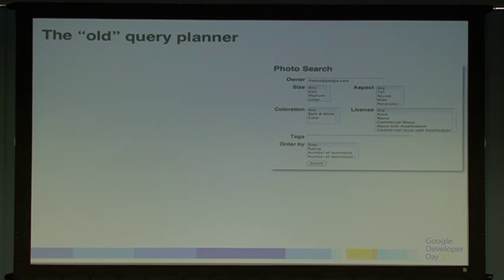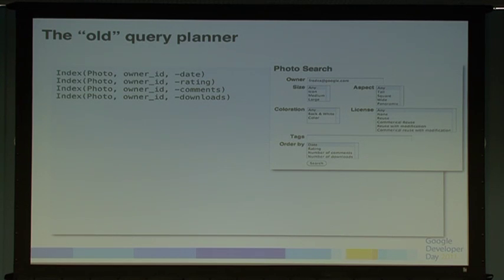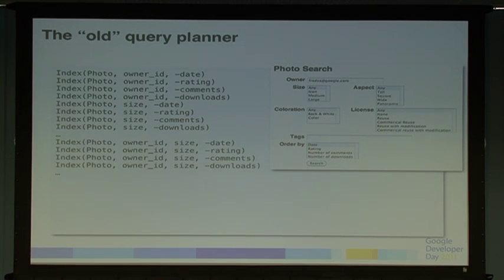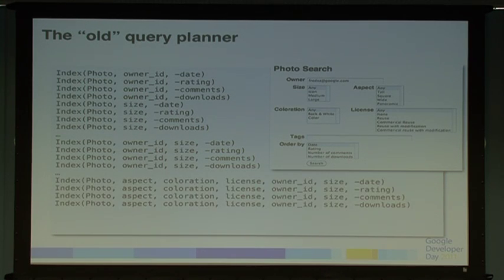So what you needed before we made the improvements is you needed first an index for each of the properties. So if you wanted to search by owner and be able to sort by date, rating, comments, and downloads, you would need 4 indexes just for that. Search for all where the owner ID is Fred, ordered by date, descending. That's that first index, and so on. So 4 of those. Then I need 4 more for the size, and 4 more for the aspect, 4 more for the coloration, license. But what I also need is these composite indexes. What if I say where the owner is Fred and the size is medium, ordered by date? Well, then I need one of these indexes. And if I count all the combinations, I quickly end up with indexes like this. The aspect ratio, the coloration, the license, the owner, size, ordered by date.